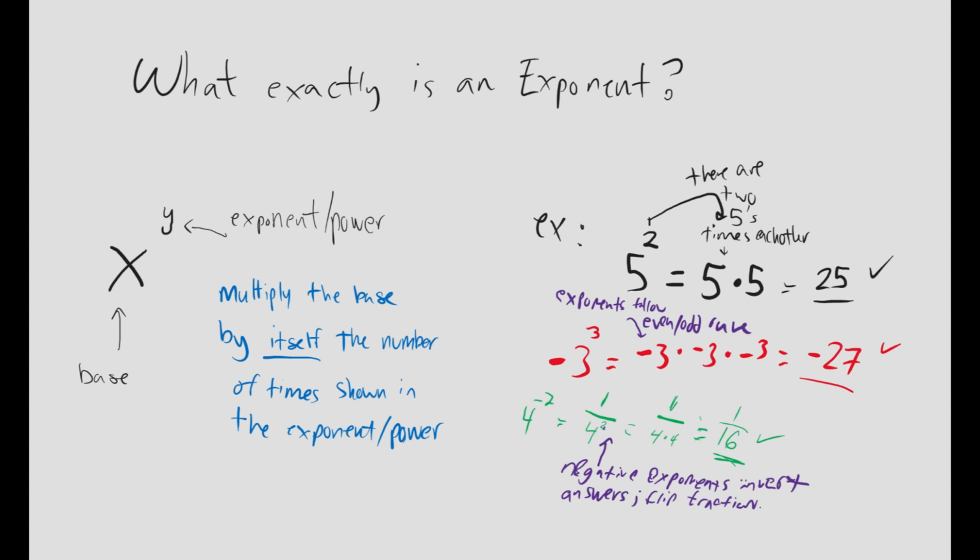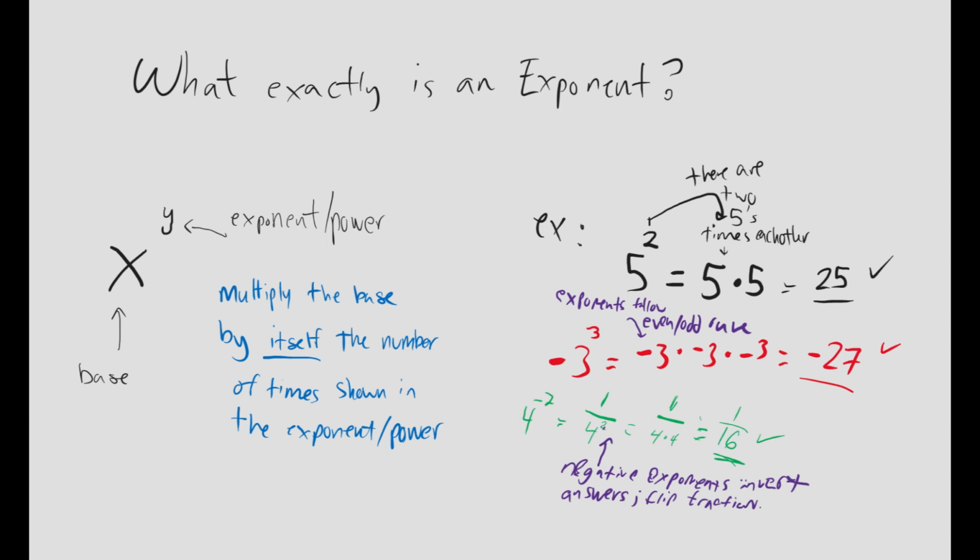Now, let's look at that with numbers. 5 squared, or 5 to the second power, would be 5 times 5. There's the power of 2, so it's 2 5s. That equals 25. If we look at negative numbers, we just follow the even and odd rule. So negative 3 to the third power is negative 3 times negative 3 times negative 3. There's 3 negative signs. That's odd, so the answer is a negative number. So it's 3 times 3 times 3, negative 27.